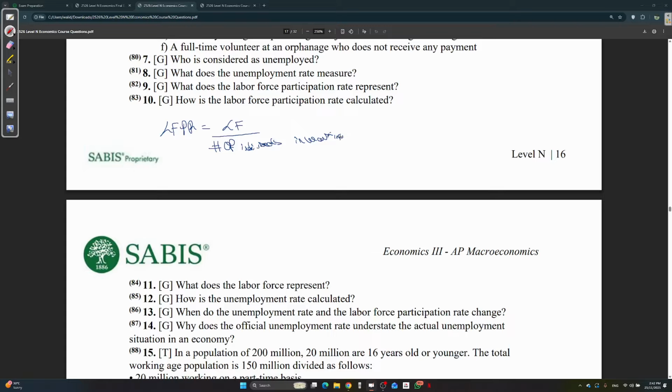Well, let's remind you, the labor force represents the people who are employed and unemployed. And to be counted as unemployed, you must either be actively seeking a job or unable to find work. Alright? Remember that, okay? Look at the good question here.